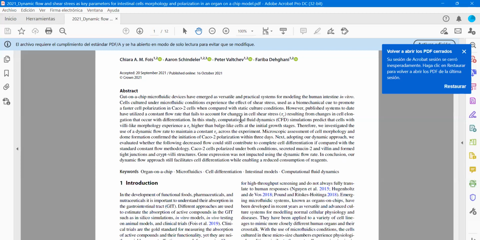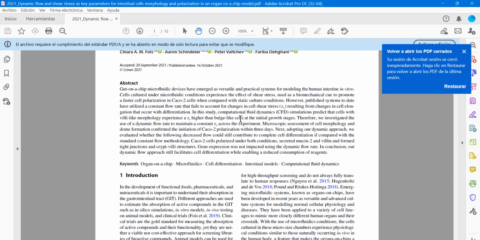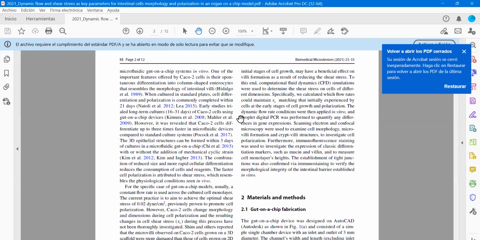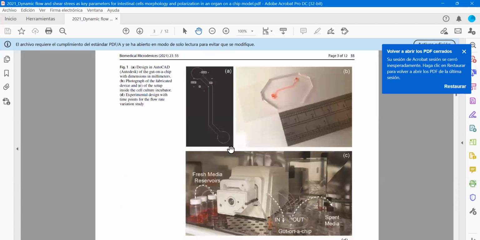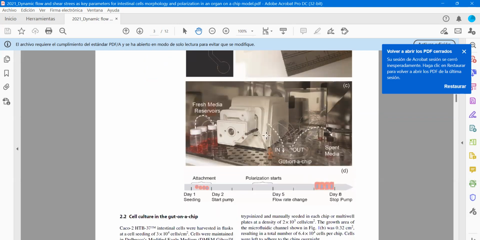So in this research, the authors developed a gut-on-a-chip model. As you can see here, this is the architecture of this microchannel where the cells are going to be seated. The cell line that they use is colon carcinoma, CaCO2 cell line.